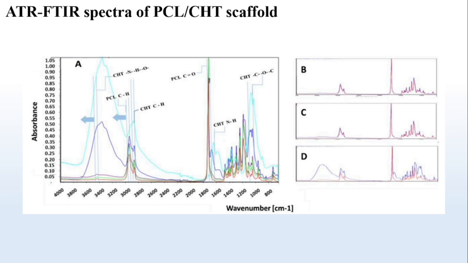For the next characterization of the material, the ATR-FTIR spectra of the PCL chitosan scaffold show distinct color representations for different compositions and surfaces. On the bottom surface, pure PCL is in red. The PCL chitosan with ratio 90-10 is in green, 80-20 is in purple, 70-30 is in blue, and pure chitosan is in cyan. Shown on the top and the bottom surface of the same membrane.